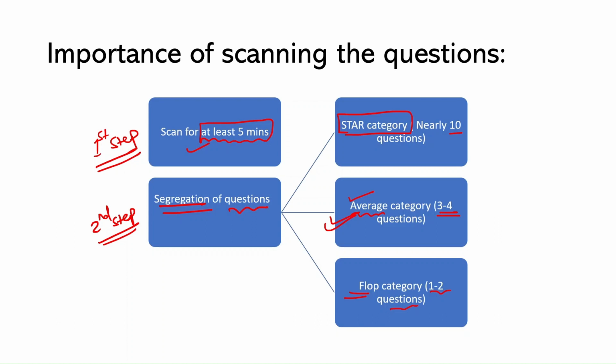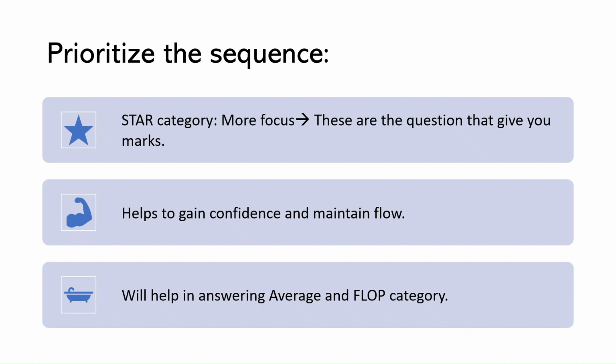So you need to first categorize your question into these 3 categories. Now, once you categorize these questions, your first and foremost focus should be on star category questions. Why? Because these are the questions that are going to give you marks. These are the questions that are going to break that 80 to 90 barrier easily, right? These are the questions that will help you to score more if you are confident about it, right?